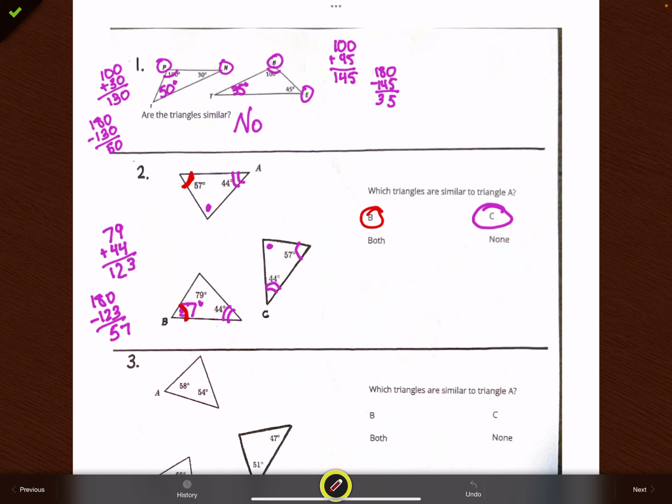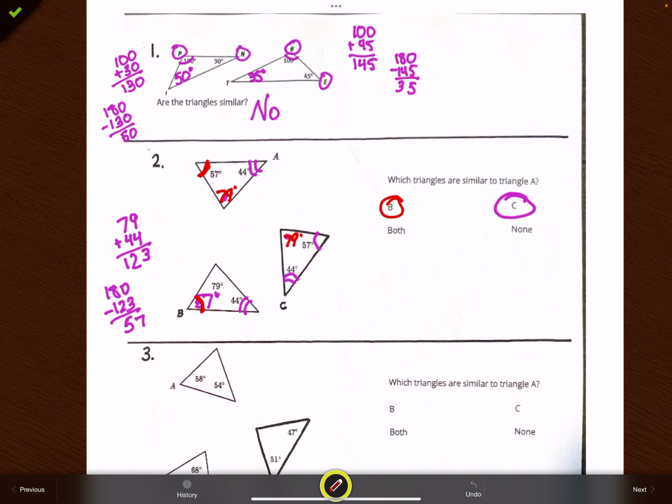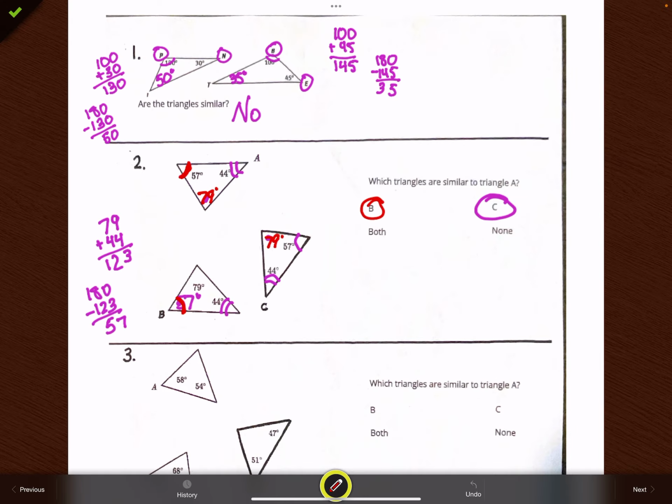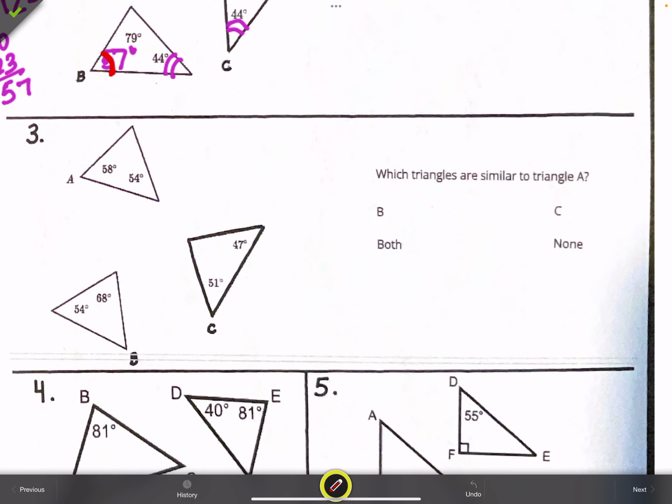Now, could we have done the math? We could have added 57 and 44, okay, subtracted from 180. Okay, we would have found that 79 and that 79. And then you wouldn't have to match all of them. You only need to match two pairs of corresponding congruent angles. All right, what about 3? Okay, you guys pause 3 and try it.